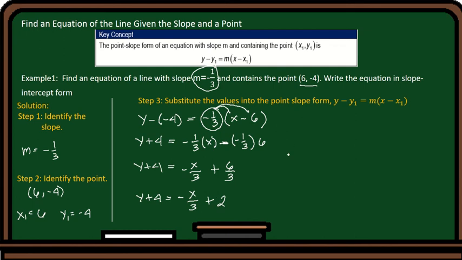Now, we can now write the equation in a slope-intercept form, or that is y is equal to mx plus b. So, from this equation, gagawin natin siyang this form. So, paano? Look at the given.